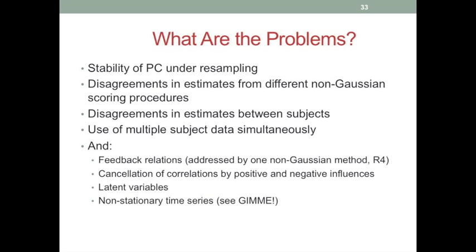So what are the problems? Well, we have stability of PC under resampling. We have disagreements in estimates from different non-Gaussian scoring procedures, so either you have to pick the best one or somehow combine them. Disagreements in estimates between subjects: if you run one subject and get adjacencies, and you run another subject, do you get radically different adjacencies or not? That's something that has to be investigated. And also feedback relations are addressed in one non-Gaussian method, R4. Whether there are other methods that can analyze feedback relations as well remains to be seen.